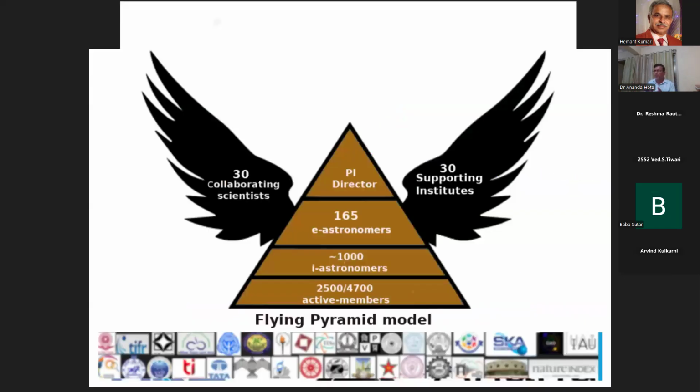So what we call this the flying pyramid model, I may be the one. I have a core team of scientists collaborating with me, institutions hosting our programs, close to 200 people who are one-week trained, close to 1,000 people who are one-day trained or online trained, and a Facebook group of 4,700 members. This comb-like structure that you saw.